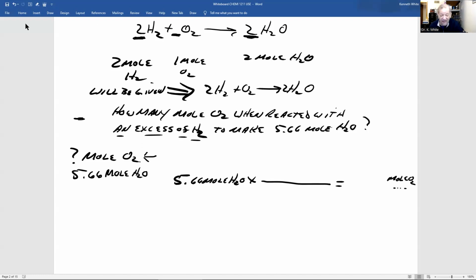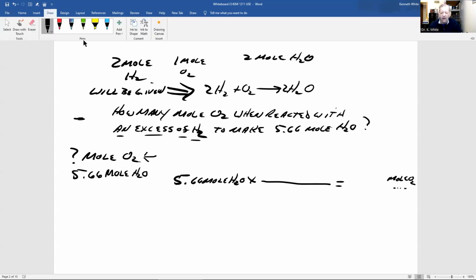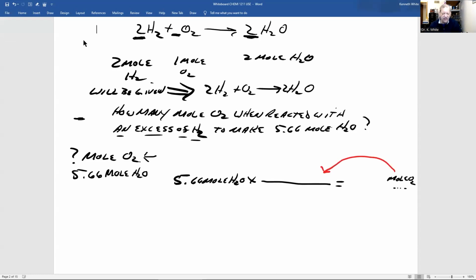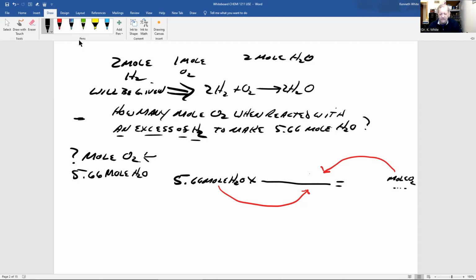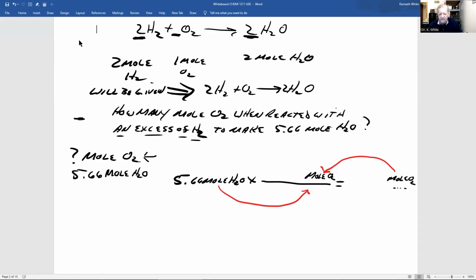And now, it's time to use your good friend, unit analysis. Whatever we're trying to get to goes on top of this ratio. Whatever we're trying to get rid of goes underneath. And I'll write those in. And so, where do I find a relationship between moles of oxygen and moles of water?